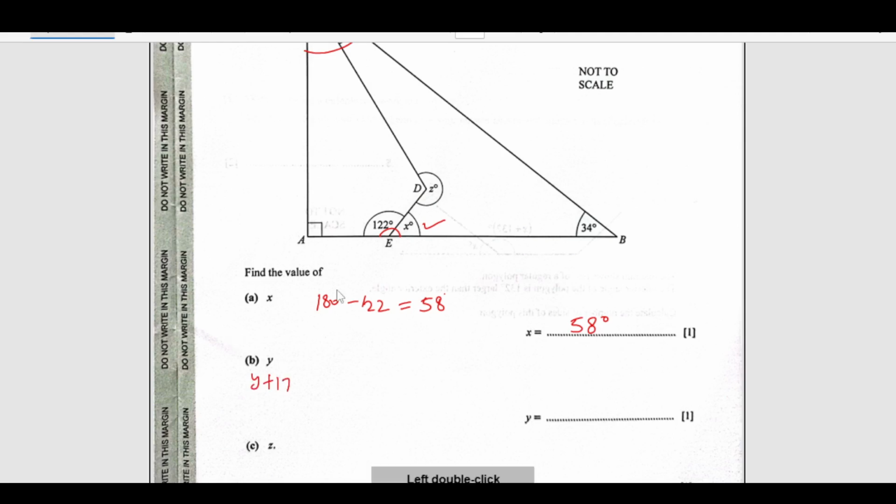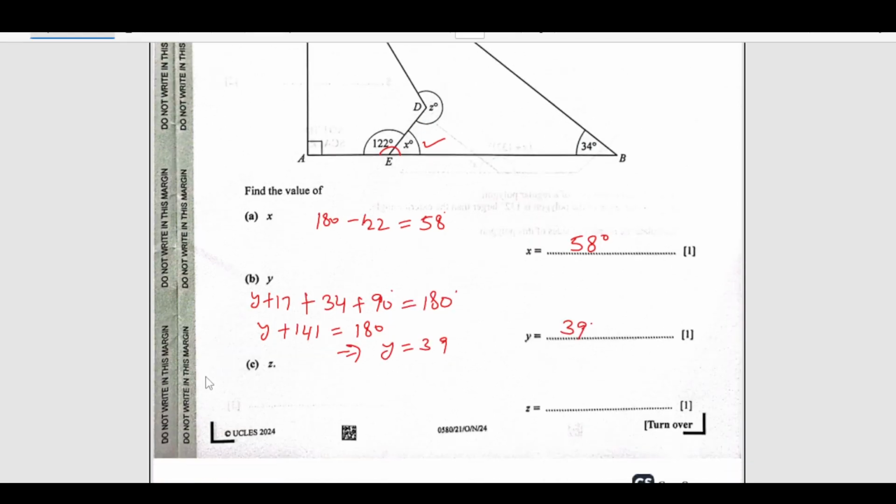So y plus 70, that angle at point C, then angle at B is 34, angle A is 90, and the total of all these is 180, right? So this is y plus 194... y plus 141 equals 180. So that gives y is 180 minus 141, that is 39. So the value of y is 39.